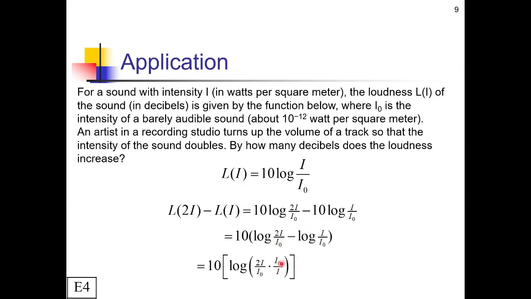So this is really division. We're just multiplying by the reciprocal. Well, these I sub zeros are going to cancel out. This is just 2I over I, which is, the I's are going to cancel as well. So that's just log of 2 in there. So 10 log 2 is the number of decibels. That's how loud this thing is.